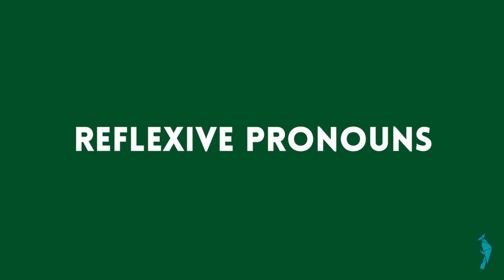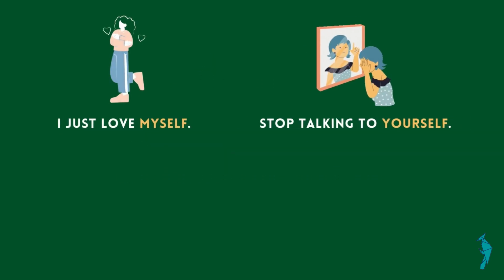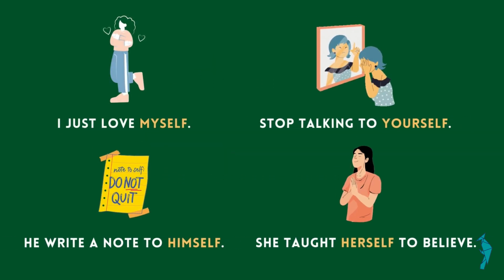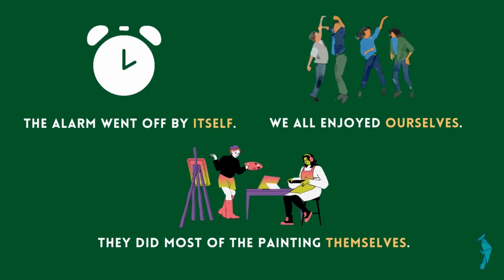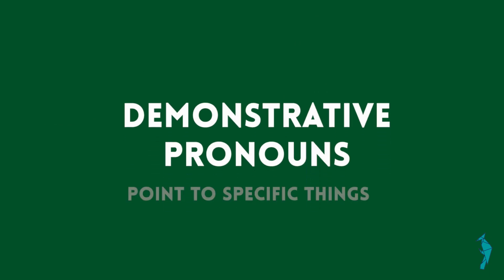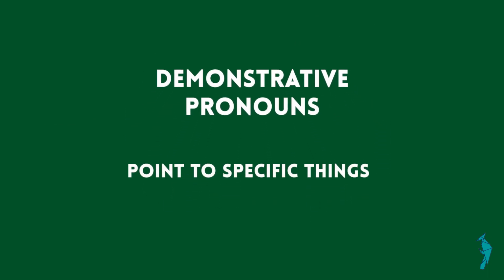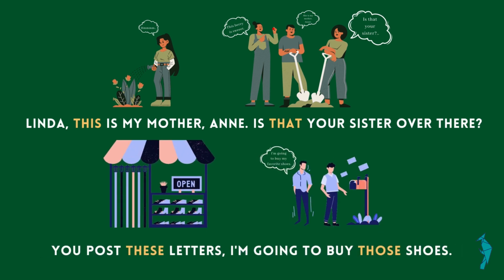Reflexive pronouns show that the subject and the object in a sentence are the same. Examples include myself, yourself, himself, herself, itself, ourselves, and themselves. Demonstrative pronouns point to specific things. Examples include this, that, these, and those.